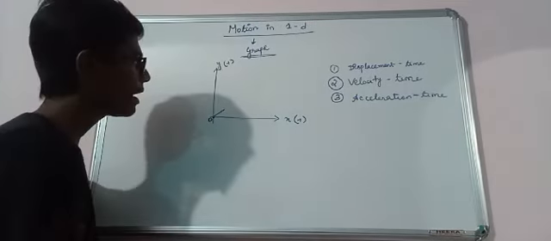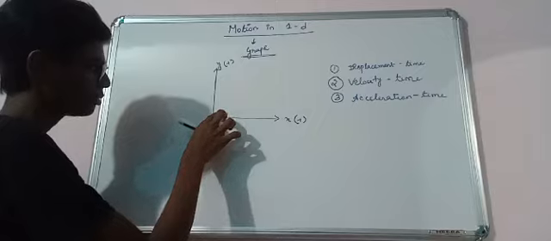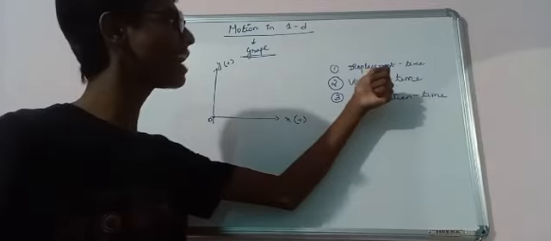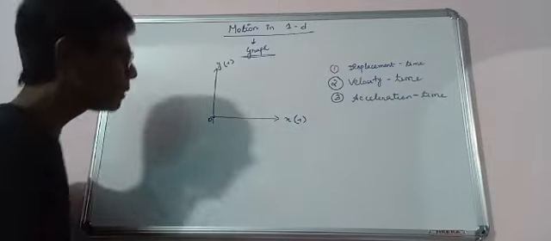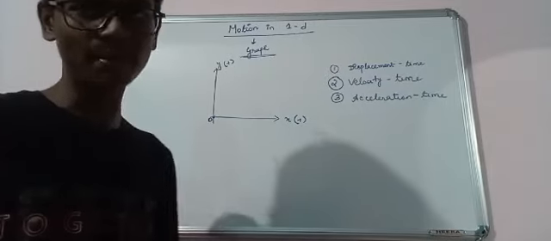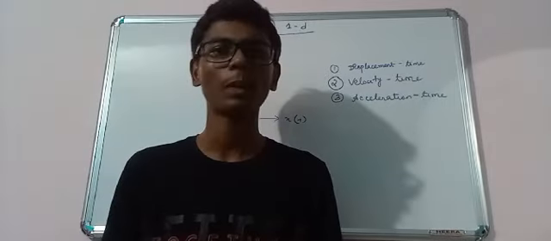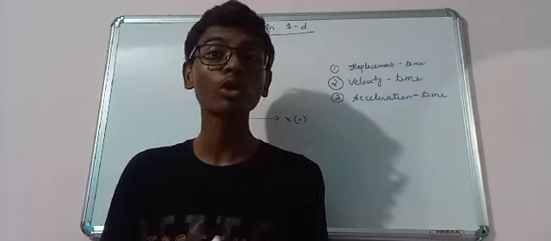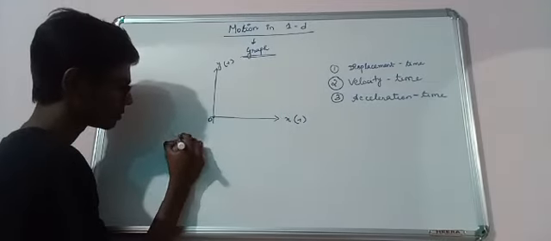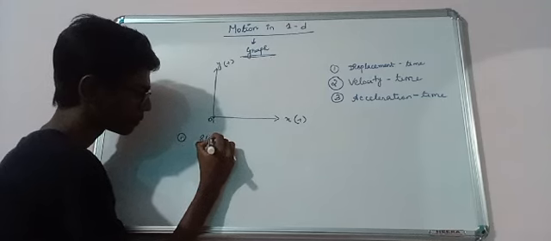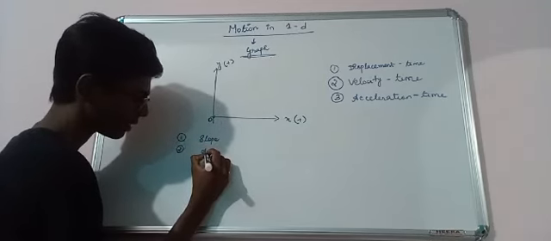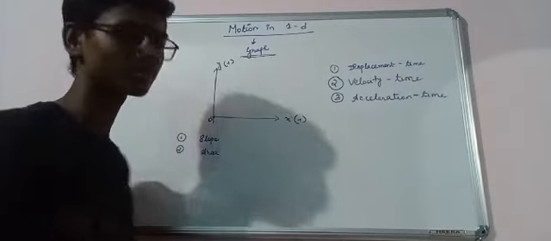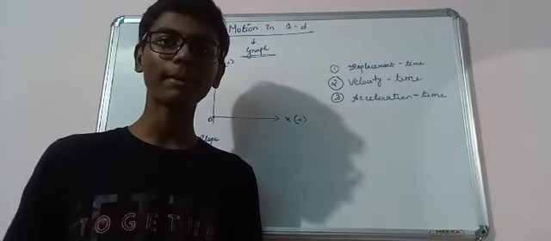Today I will discuss the displacement time graph. Before knowing what a displacement time graph is, let us at first know two terms related to graphs. Number one is slope. Number two is area.